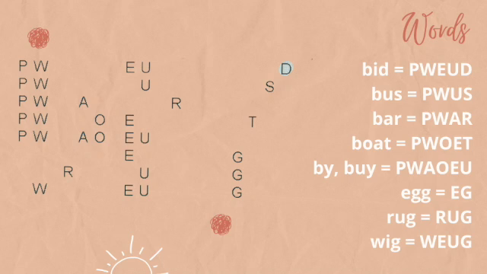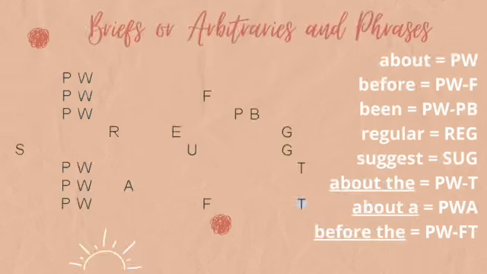Then we have egg, rug, and wig. Okay, so notice again that PW is used for initial B. So for example, on the first word we have bid, that's PW and then vowel I or EU and then final D. For this lesson, we also have briefs or arbitraries and phrases.